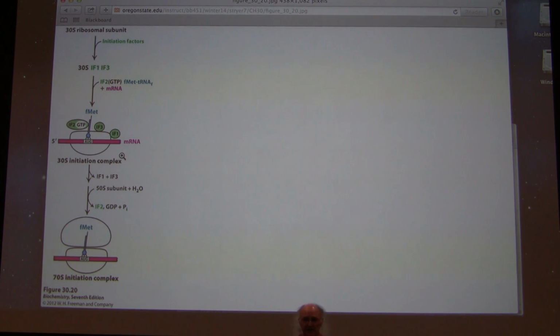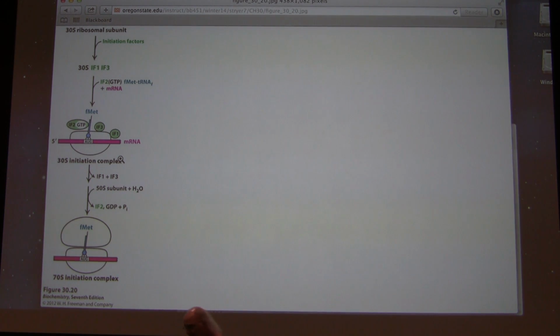Why does it say 70S? Well, as I said last time, they're not additive. So 30S and 50S are not additive. They are relative sizes of things, 50S being larger than a 30S, but you can't add the two. All right? So 70S is what you get when you put those two together. Okay? Same is true of eukaryotic ribosomes, which are 40 and 60, and they give you an 80S.